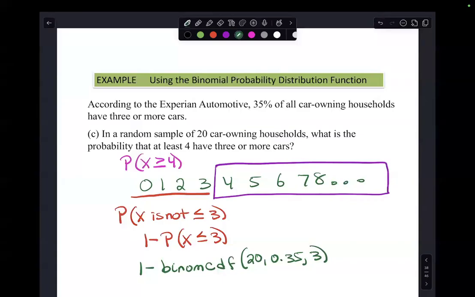So every time you see the words "at least," use the complement rule. That's kind of where I was saying. So we're looking for it to land in that purple box. So it's not 0, 1, 2, or 3. So we're looking for the probability that X is not less than or equal to 3. So therefore we do 1 minus the probability that X is less than or equal to 3. So what this is going to look like is 1 minus binomcdf with the 20, 0.35, and 3. I'm going to show you what that's going to look like on the calculator.